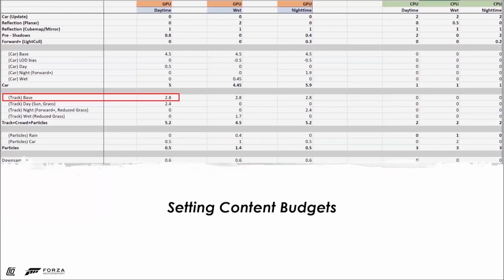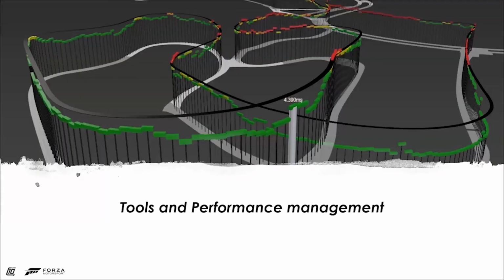So these are just for anyone that's interested. These are the budgets that we have. This 2.8 number is how much GPU we have for our tracks. For anyone who's familiar with GPU budgets, that's not a lot of time. So that's just highlighting how little time you have with it.